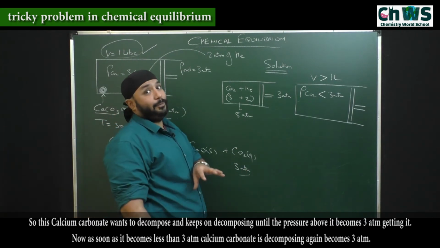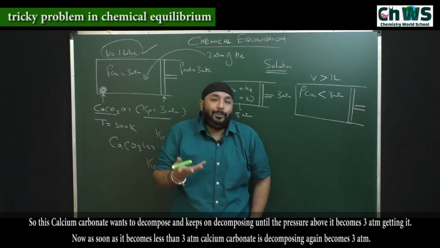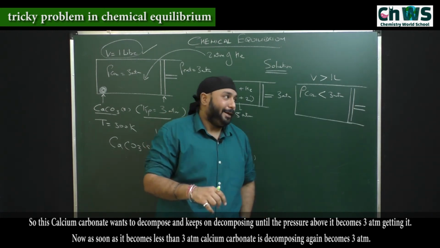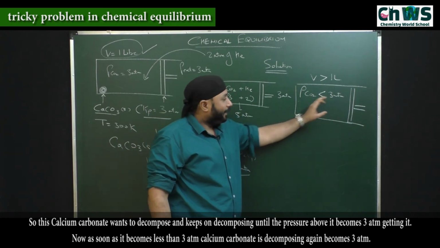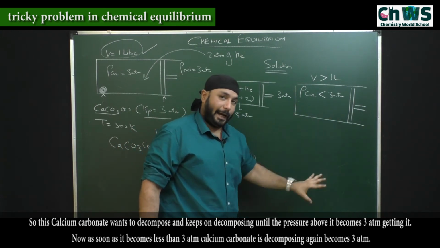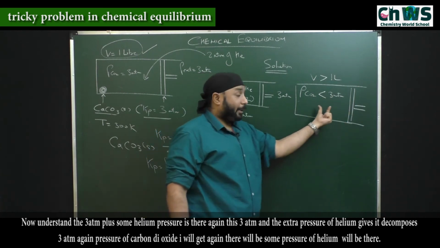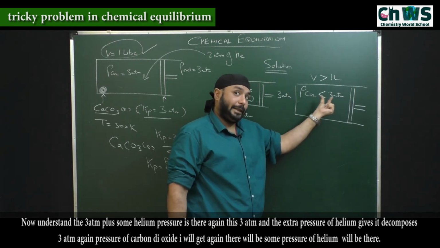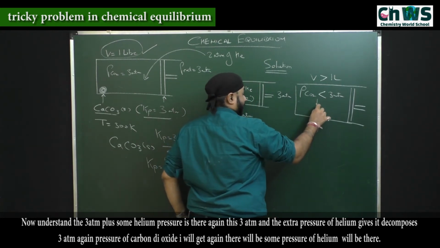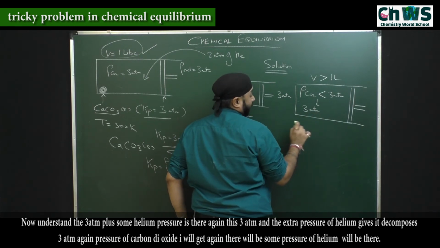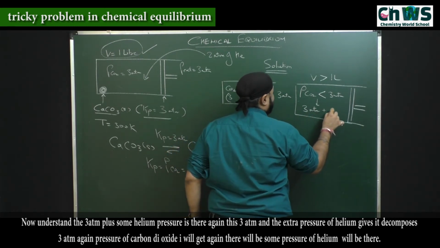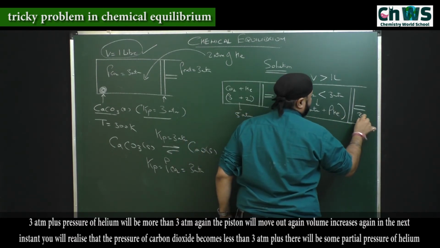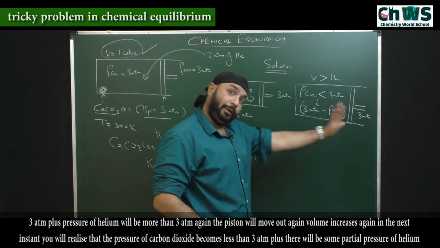So this calcium carbonate wants to decompose. It keeps on decomposing till the pressure above it becomes 3 atm. Getting it? As soon as it becomes less than 3 atm, calcium carbonate decomposes, and again it becomes 3 atm. Now understand, it will be 3 atm plus some helium pressure. Again this 3 atm plus extra pressure of helium, because it decomposes. 3 atm, again the pressure of carbon dioxide I will get, and again there will be some pressure of helium. 3 atm plus pressure of helium will become more than 3 atm. Again the piston will move out.